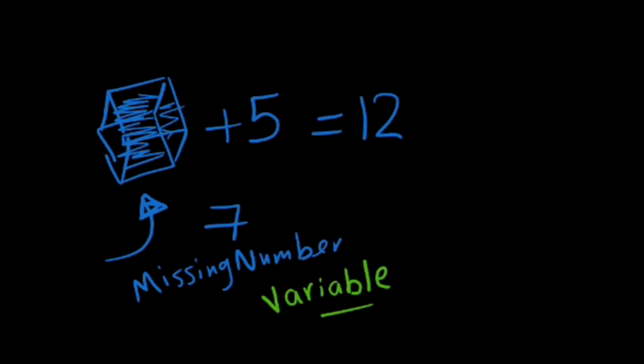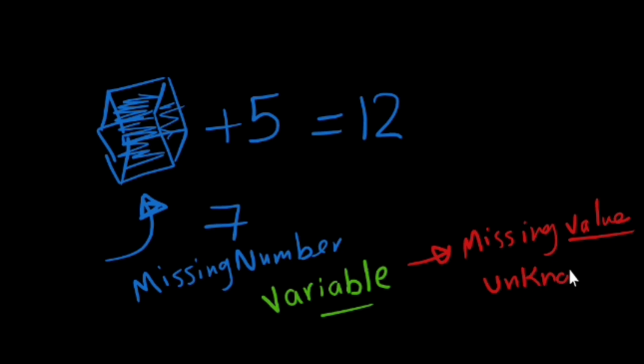Mathematicians name this missing number a variable, and the variable is a missing number or a missing value. A missing value in algebra is called an unknown. Unknown is something I don't know, what is this number right here. So how do mathematicians work with numbers that are still unknown? I don't know the value.